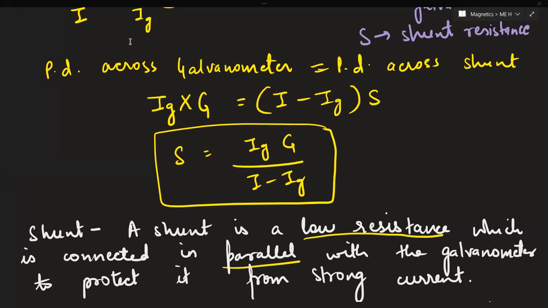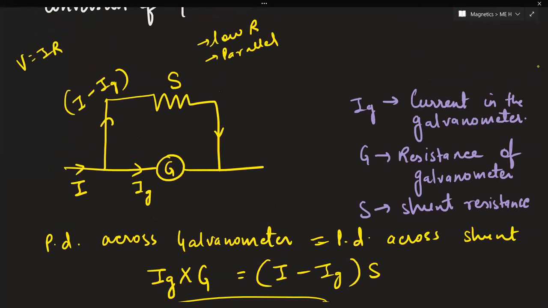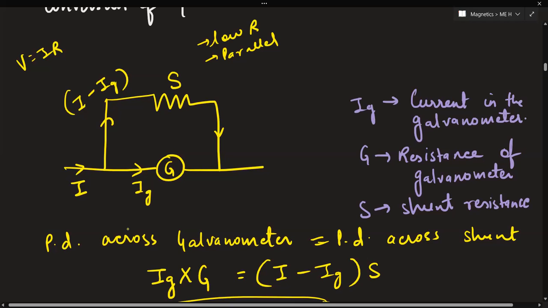Shunt is not an ammeter. This whole device now that has been constructed, this complete setup, earlier it was just this galvanometer. Now this complete setup, we call it an ammeter, because now you will be able to measure the current. And what's the function of an ammeter? To measure the current.